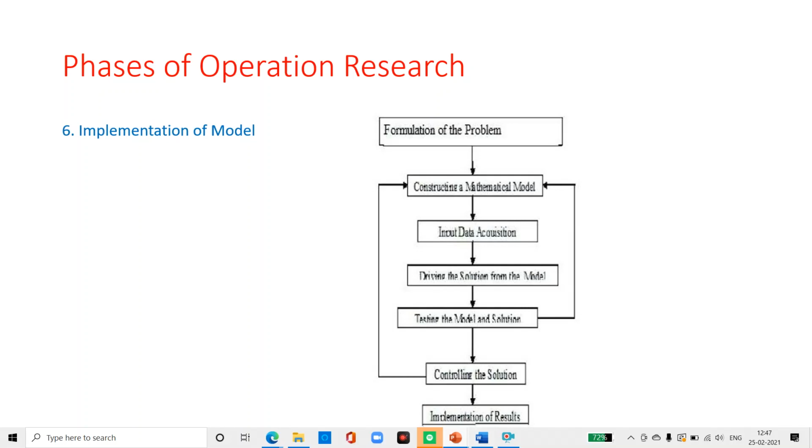In controlling the solution, sometimes the conditions change day by day in the real world. If the conditions are changed, then again constructing the mathematical model, input data acquisition, deriving the solution, testing the model, and controlling the solution. If the conditions are not changed, then implementation of the result.